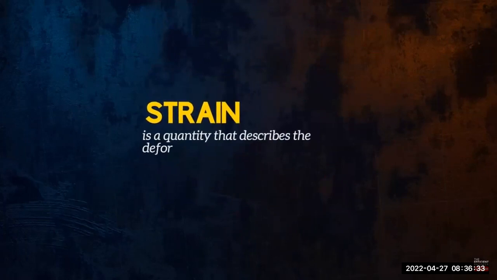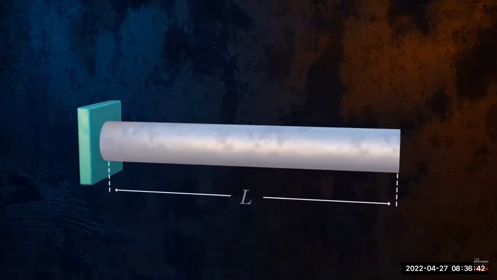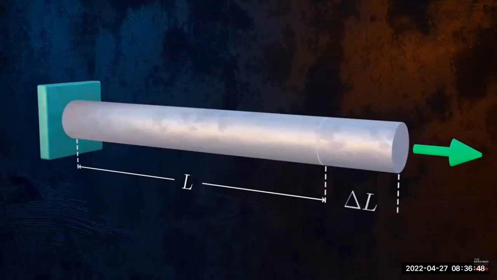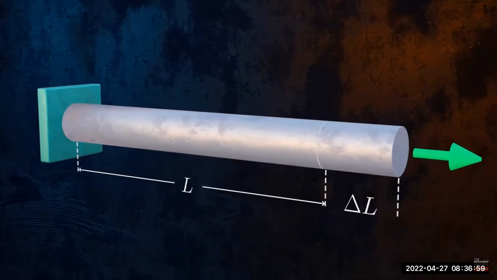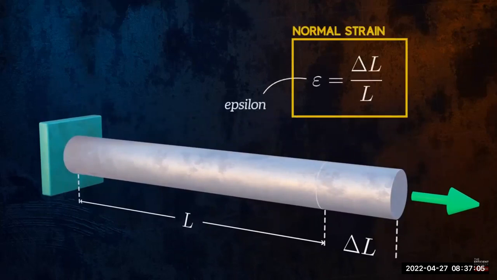Strain is a quantity that describes the deformations that occur within a body. If we fix our bar at one end and apply a force to the other end, the force will cause the bar to deform. The normal strain within our bar associated with this deformation can be calculated as the change in length of the bar, delta L, divided by the original length L. Strain is a non-dimensional quantity and is often expressed as a percentage. Normal strains can be tensile or compressive.